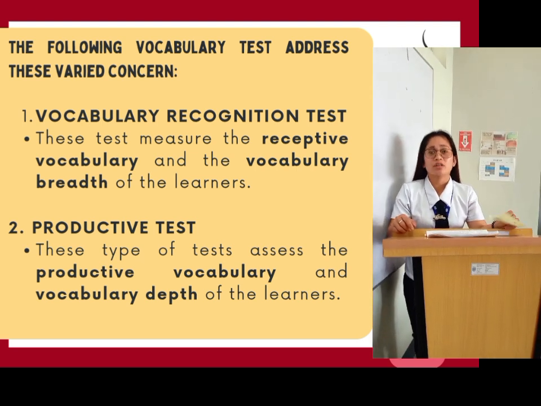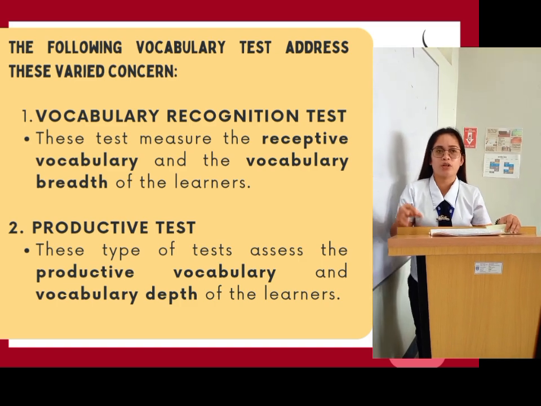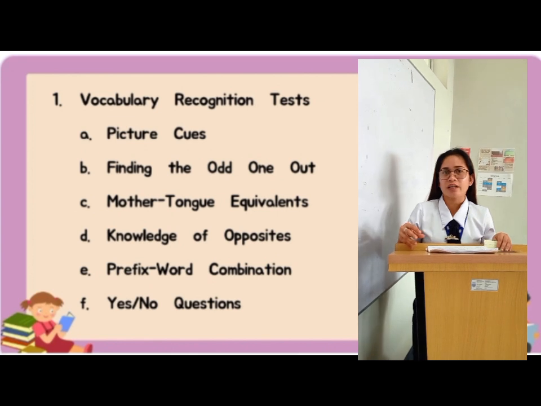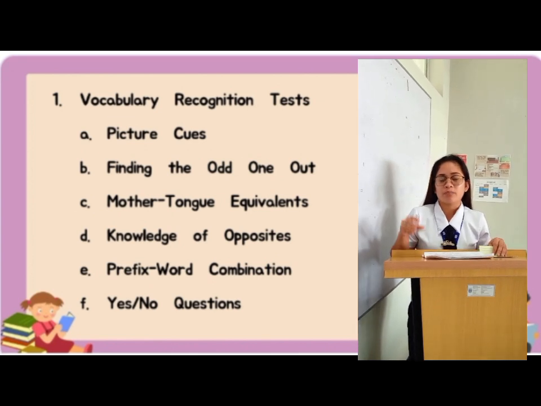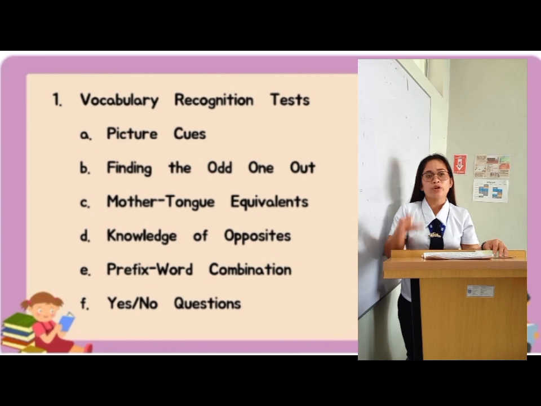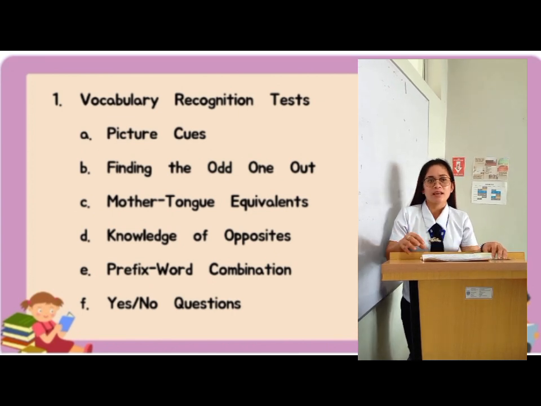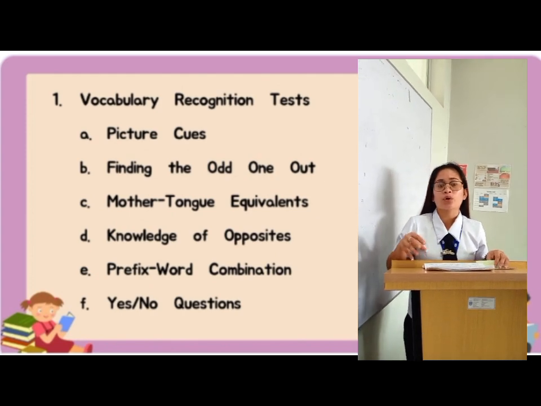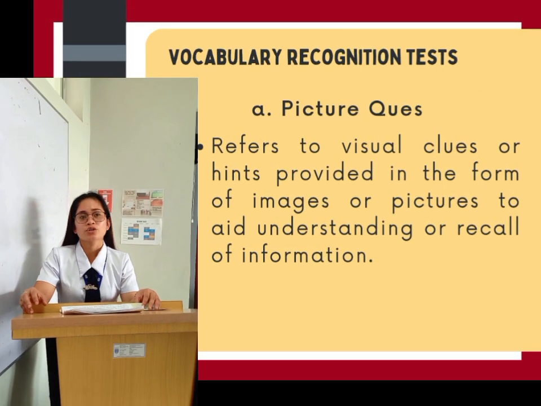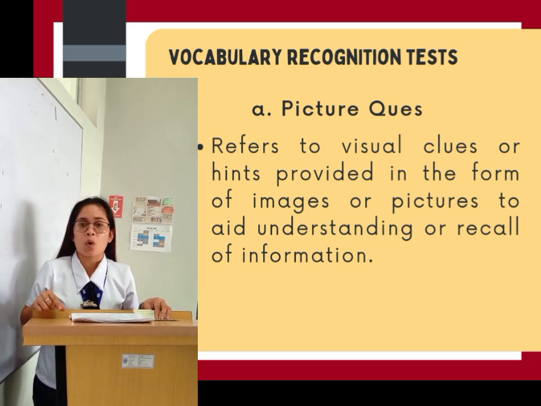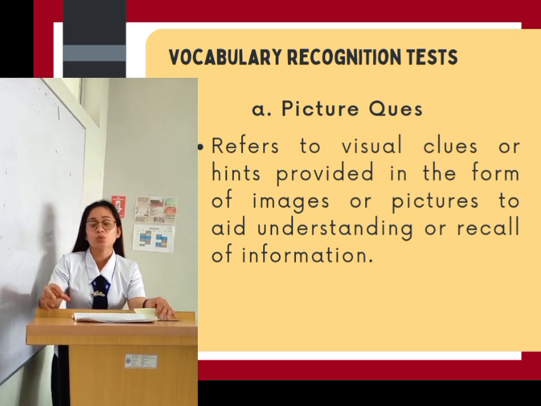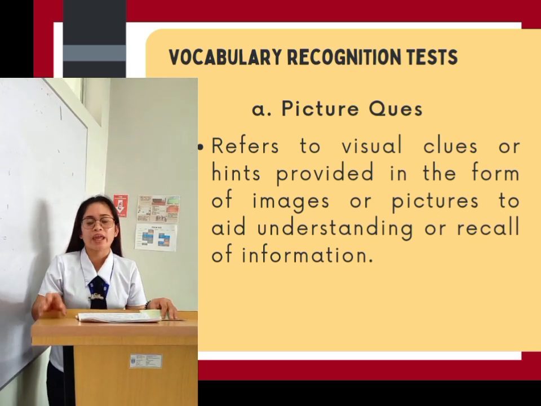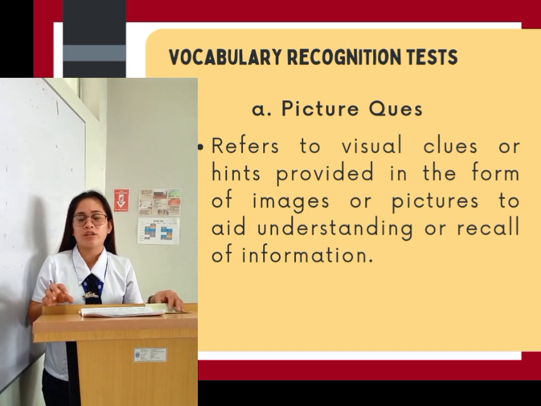Under the vocabulary recognition test are the following. First is the picture cues. Second is finding the odd one out. Third is mother tongue equivalence. The fourth is the knowledge of opposites. Next is prefix word combination. And lastly, the yes or no questions. First is the picture cues. Picture cues refer to the visual clues or hints provided in the form of images or pictures to aid understanding or recall of information.